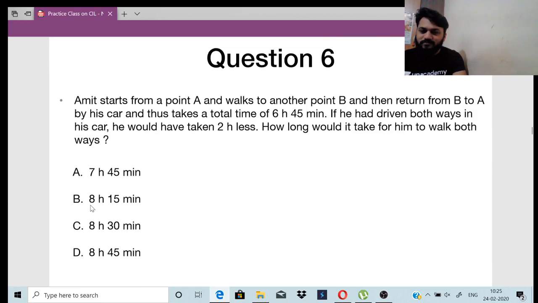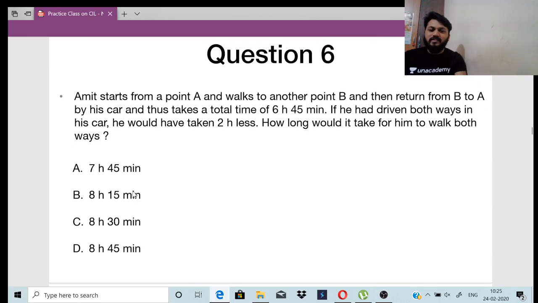Now question 6. Amit starts from a point A and walks to another point B and then returns from B to A by his car and thus takes a total time of 6 hours 45 minutes. If he had driven both ways in his car, he would have taken 2 hours less. How long would it take for him to walk both the ways? So tell me the answer here, right?